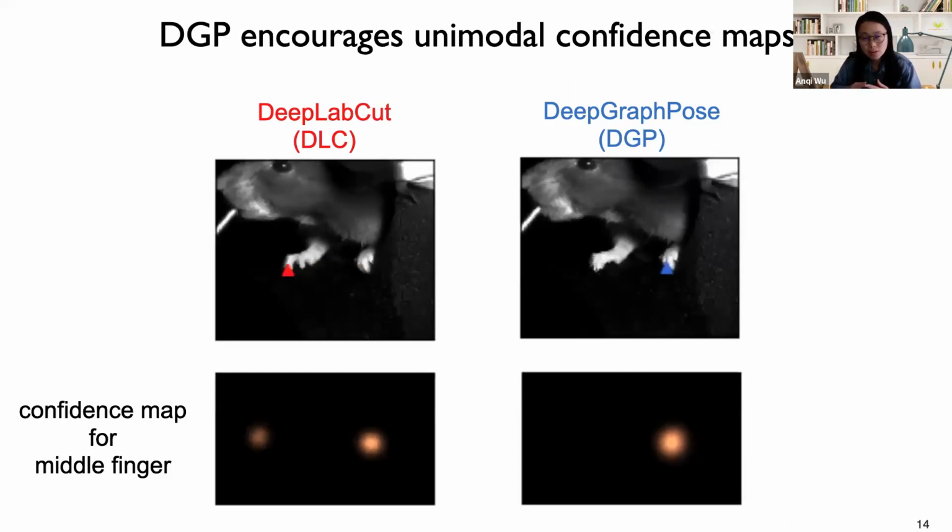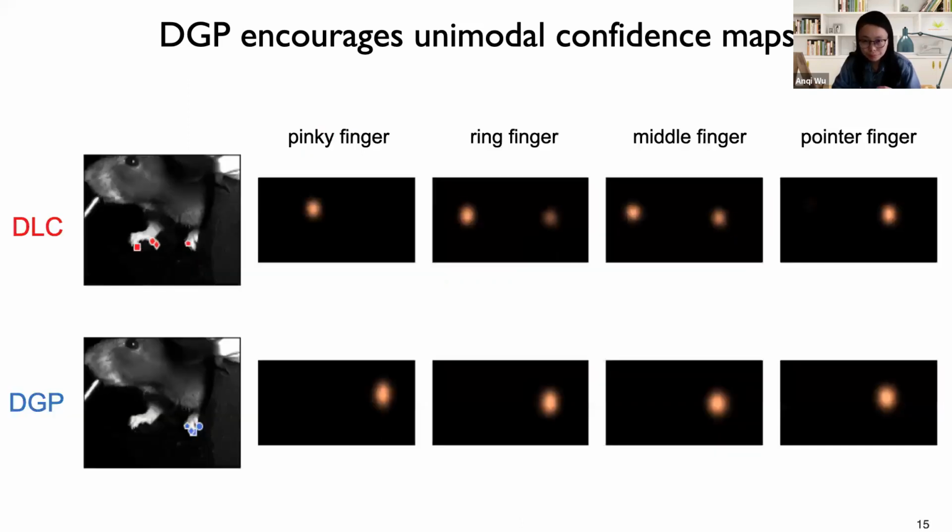To better understand where this difference in performance may come from, we look at the confidence maps from both models for a single finger, which is the middle finger. We can note that the errors in DLC on the left arise from the multimodality of the confidence map, while DGP outputs a unimodal confidence map, which is due to the semi-supervised learning framework. And we can see similar comparisons across all 4 fingers.